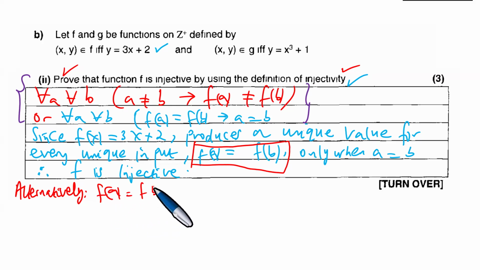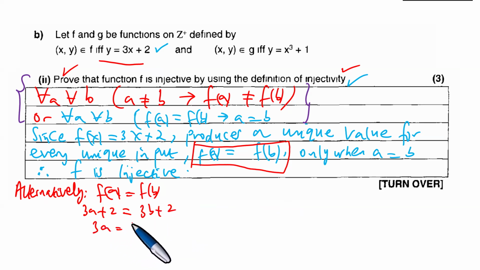f of a equals f of b, so 3a plus 2. Of course, our f of x is 3x plus 2. So you can put 3a plus 2 in the place of a, and you can put 3b plus 2 in the place of b. And this means that we have 3a equals 3b. Divide by 3 and you get that a equals b.